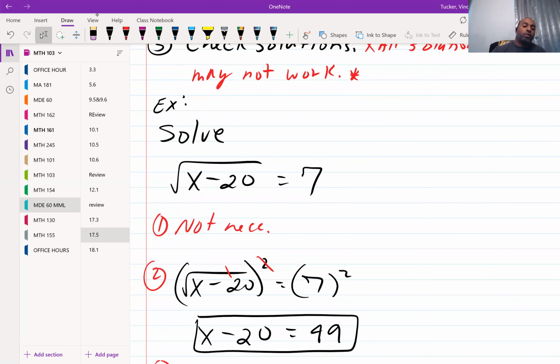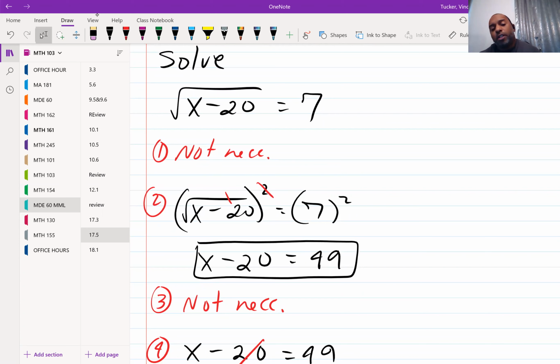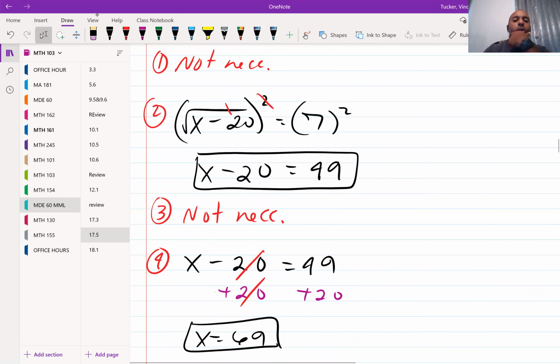All right. Step 2, we're going to raise each side to the power of the index of the radical. So we have a square root, so we're going to square both sides. Square and square root will cancel on the left. Then on the right, 7 squared is 49. Step 3 was not necessary for us. It says if there's still a radical involved, you repeat steps 1 and 2. There is not a radical involved, so step 3 was not necessary. Step 4, solve. We have 69, by adding 20 to both sides.